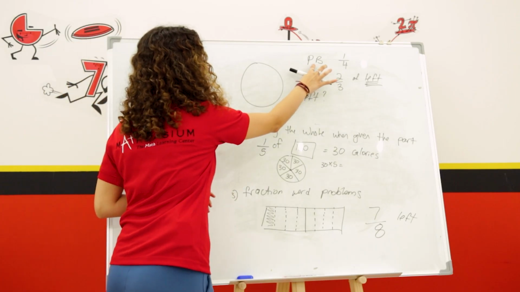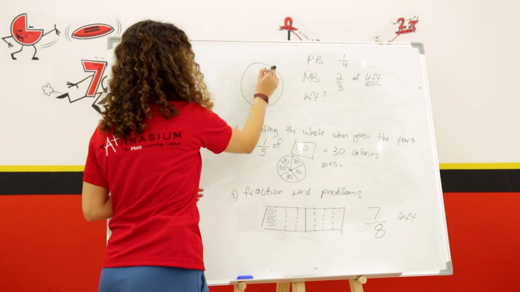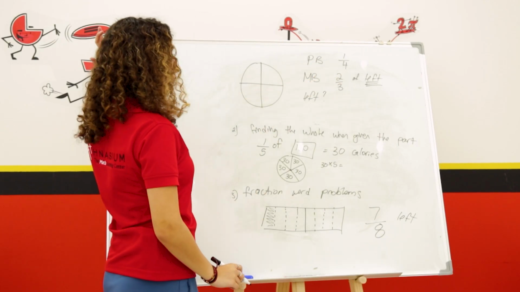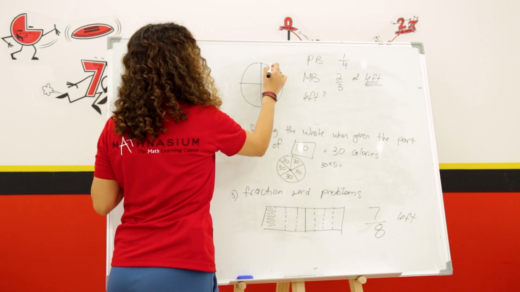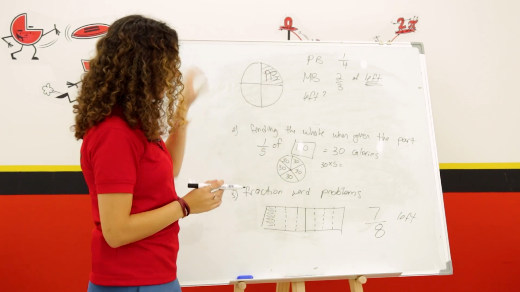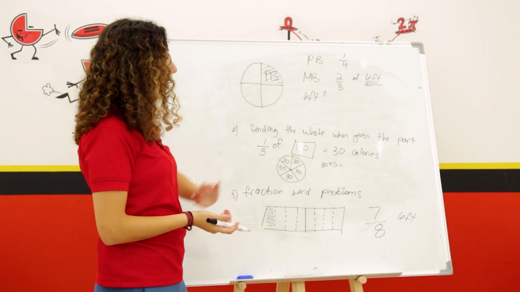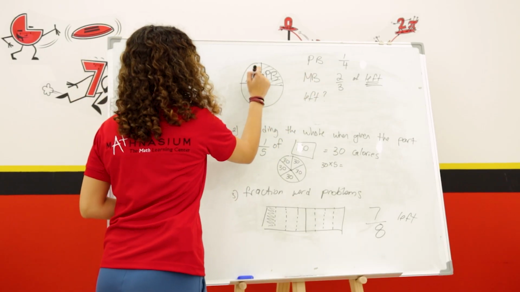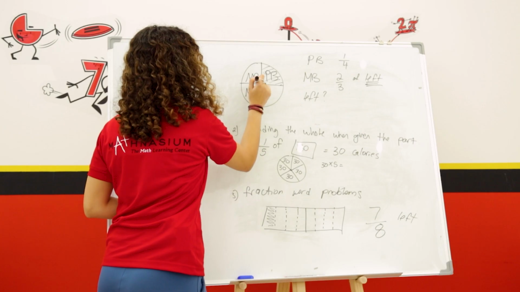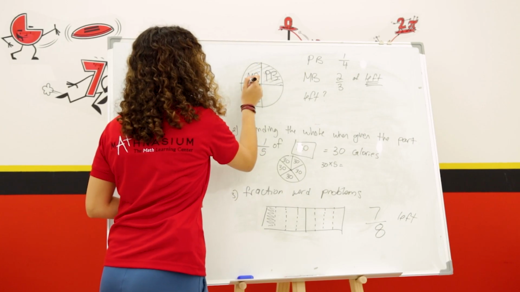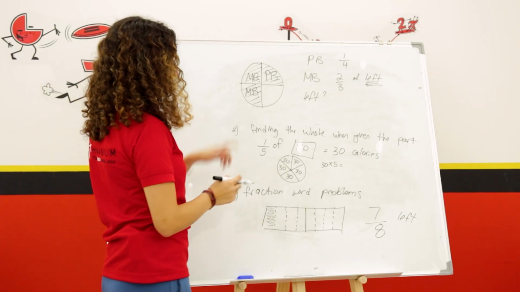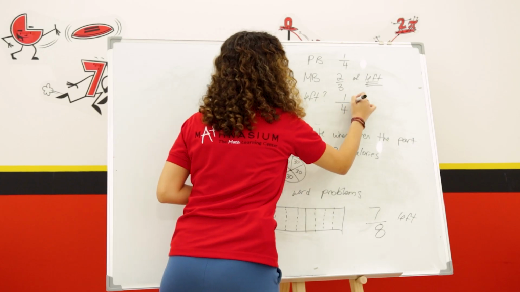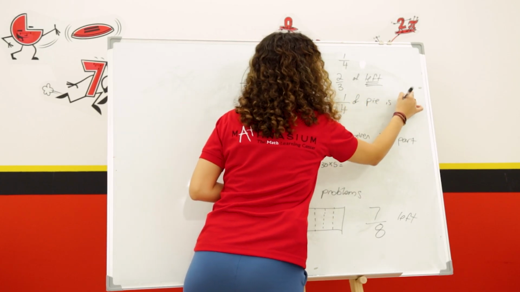So let's first cut our pie into 4 equal parts. Papa Bear eats 1 out of these 4 parts. So this is gone. Now we have 3 equal parts left. Mama Bear eats 2 of those 3 parts. That's for Mama Bear, and that's for Mama Bear. So how much of our pie is left? Just 1 piece out of 4 equal pieces of the pie is left.